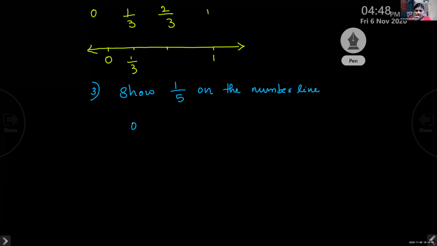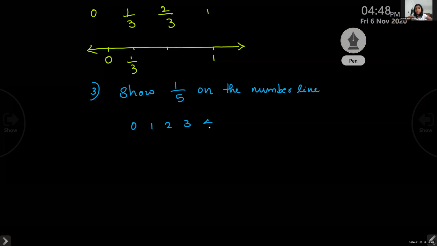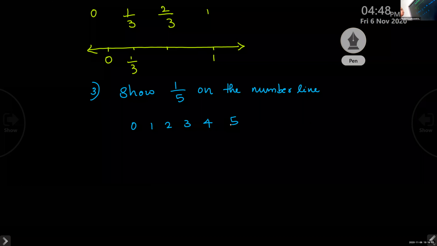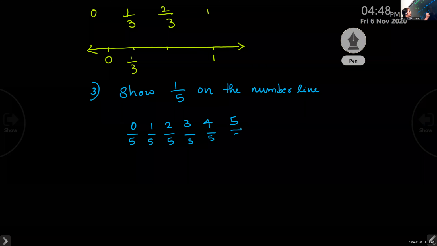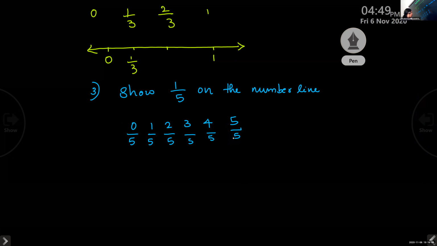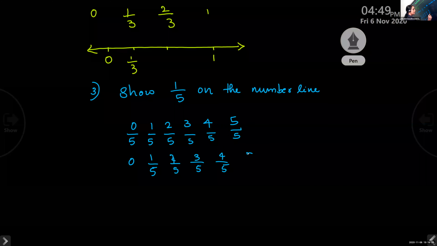Right. 0, 1, 2, 3, 4, and 5, because denominator is 5. So start from 0, because our number line starts from 0 onwards. And next step, you divide by 5. And what is your next step? Write the answer. 0 by 5. What is 0 by 5? 0. And 1 by 5. And 2 by 5 is one part. 2 by 5. And 3 by 5 is another part. 4 by 5 is another part. And 5 by 5 is 1.